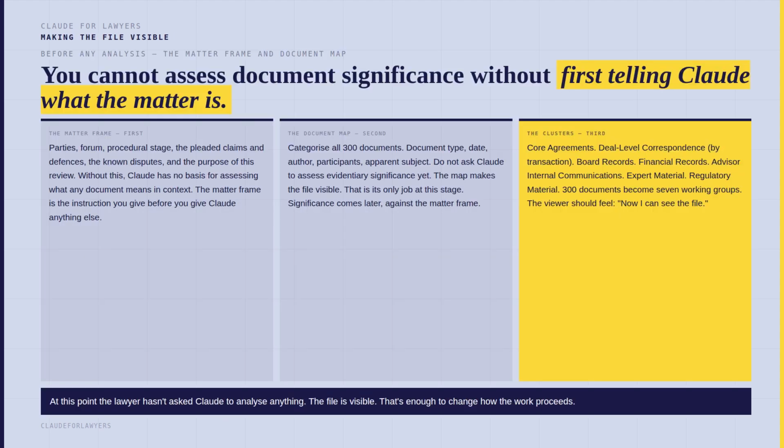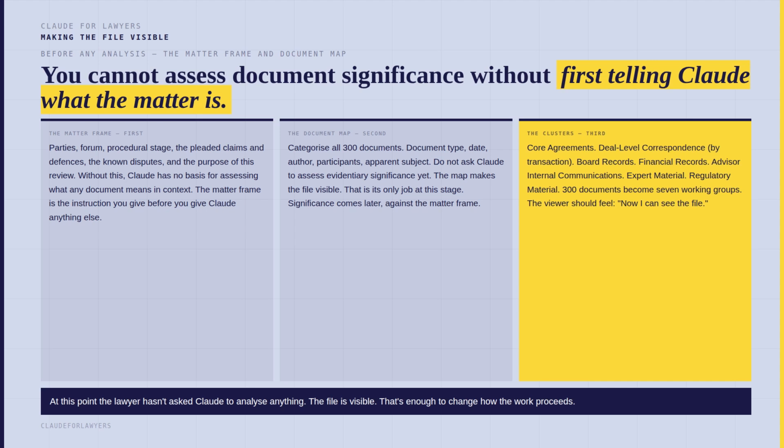Before any analysis, 2 things have to happen first. The matter frame. Before Claude gets any documents, it gets context. The parties, the forum and procedural stage, the pleaded claims and defenses, the known disputes, the purpose of this review. This is not optional. Without the matter frame, Claude has no basis for assessing what any document means in context. Significance cannot be assessed intelligently without it.